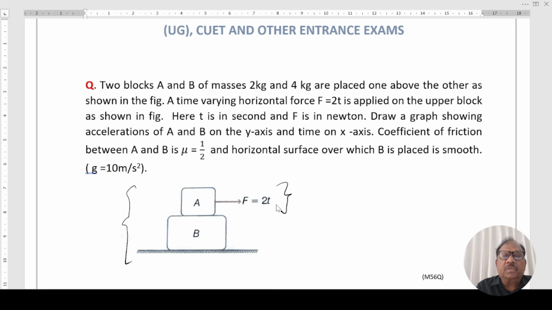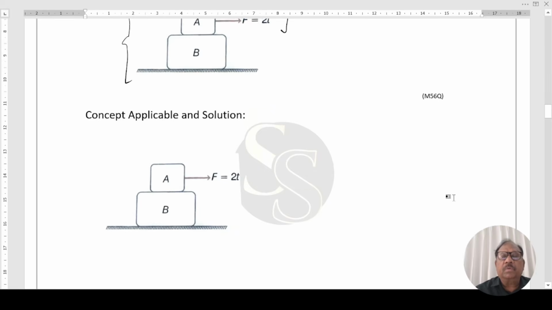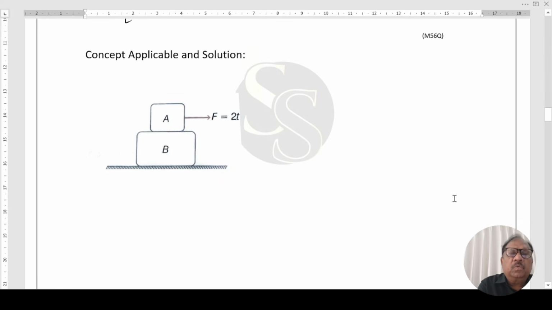Draw a graph showing accelerations of A and B on the y-axis and time on the x-axis. Coefficient of friction between A and B is mu equal to 1 by 2 and the horizontal surface over which B is placed is smooth. Right? Let's start the question. This is 2 kg.